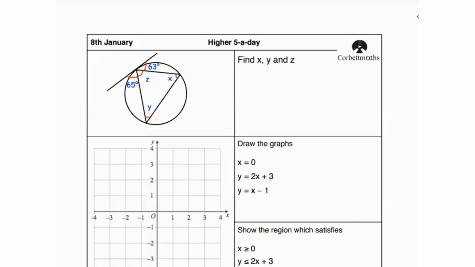The first question says find x, y, and z. So there are three angles. Y is going to be 63. X is going to be 65. And z is going to be 180 minus 65 minus 63, which is going to give us 52.